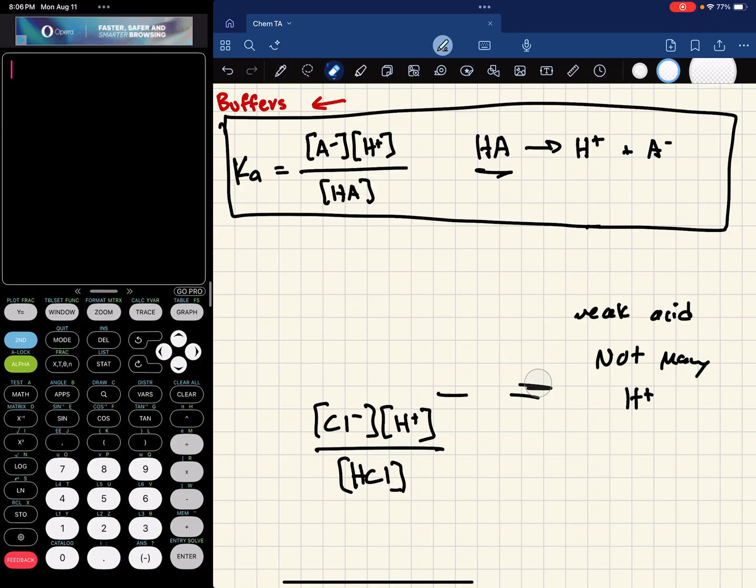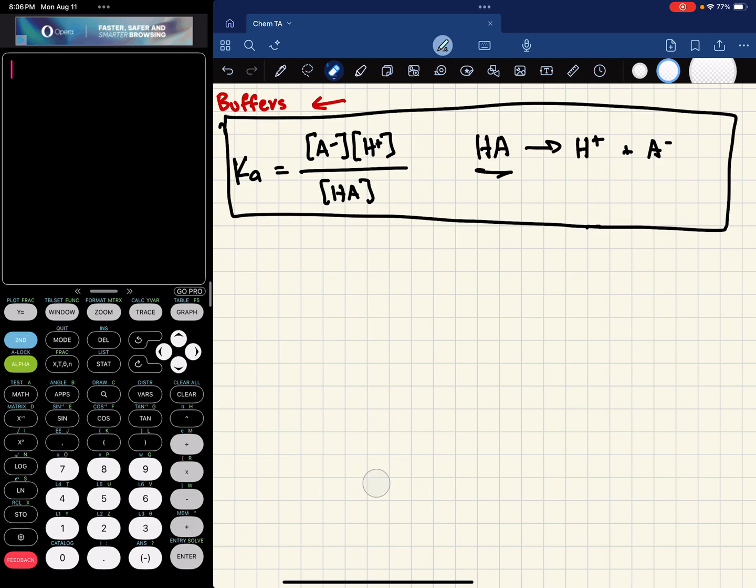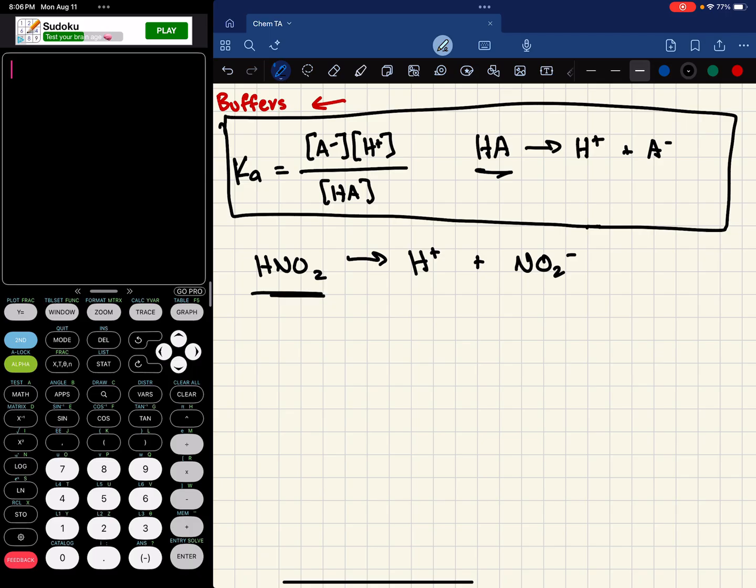So, first off, here's one, HNO2. Okay, it's going to dissociate into H plus and NO2 minus. Okay, this is an acid. Spoiler alert, it's a pretty strong acid. Actually, let me get you a stronger one, just so you can kind of see the difference. Here we go, that's good.